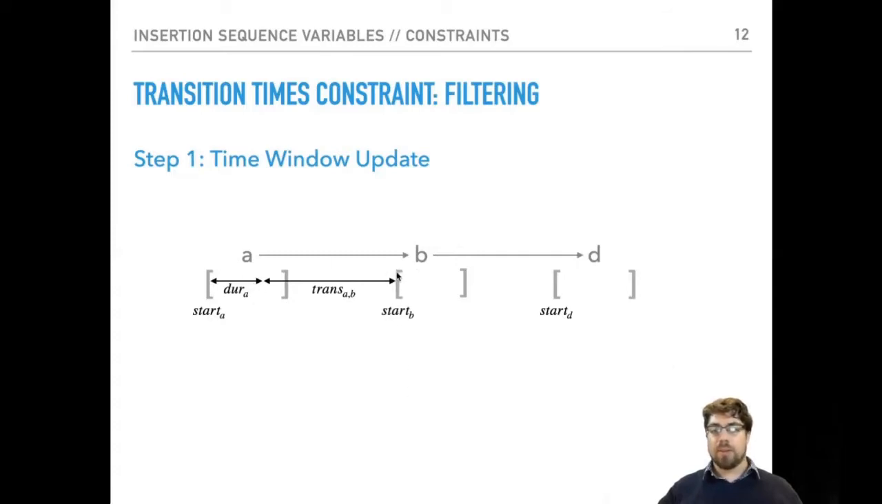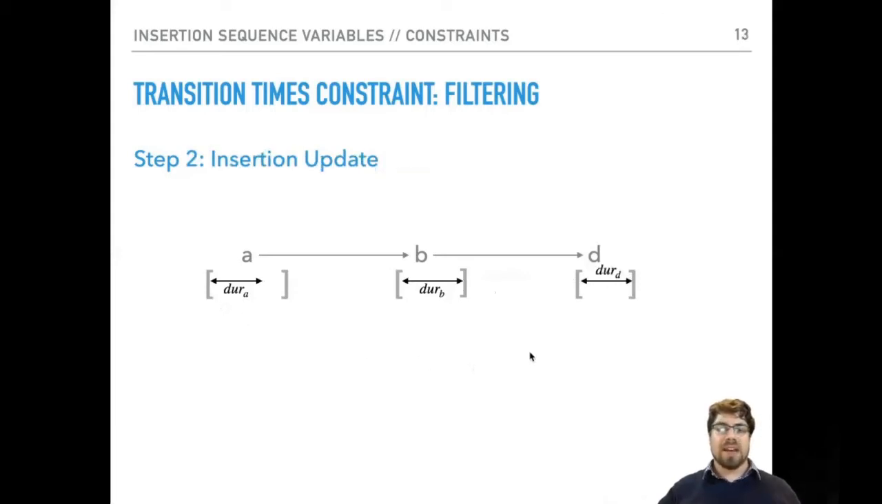So for example, here we have to update the bound of the time window for P, as we need to take into account our transition time between A and B. And we will do that linearly by following the sequence in order. And afterwards, we will follow the sequence in the reverse order to do the same operation in order to update the other extremities of the time windows.